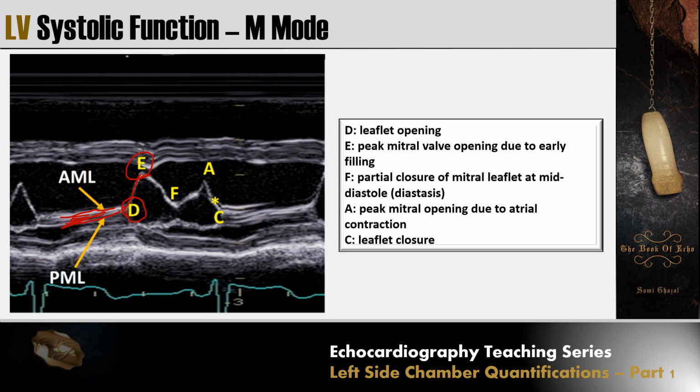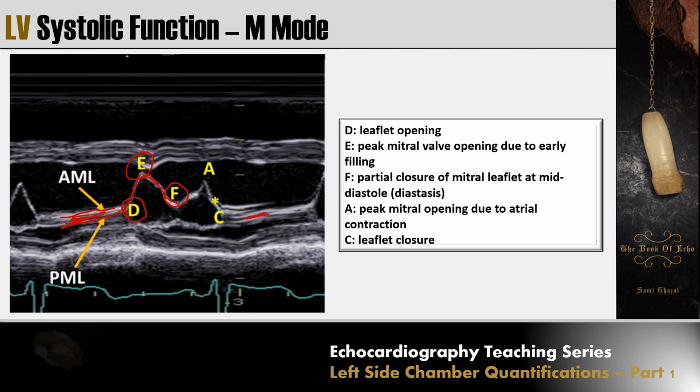Then the mitral valve leaflets will start to close, particularly the anterior, which we will see very clearly, reaching an F point or partially closed mitral valve. It is not fully closed. Fully closed will be somewhere here, but this is partially closed, and this is due to diastasis. Diastasis is a state of pressure equilibrium between the left atrium and the left ventricle, where there is not much flow going between the left atrium and left ventricle.